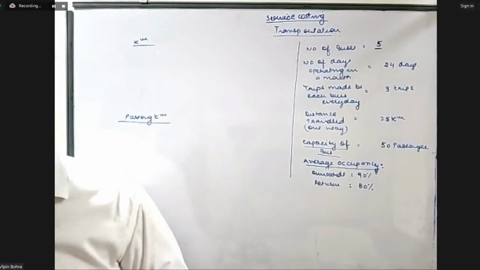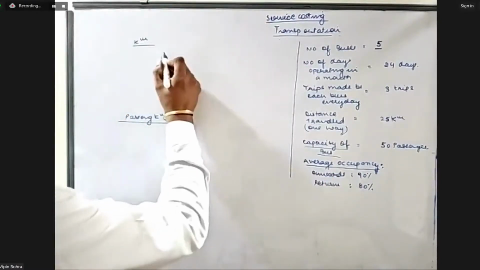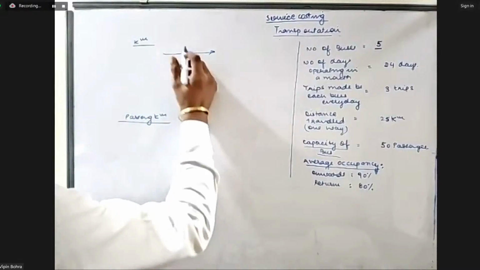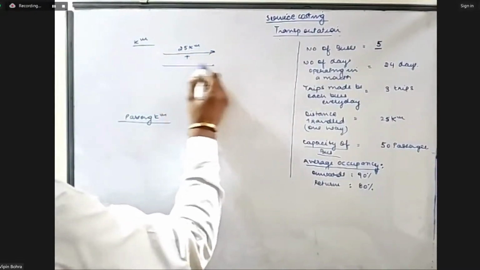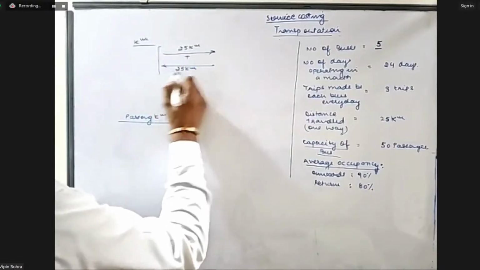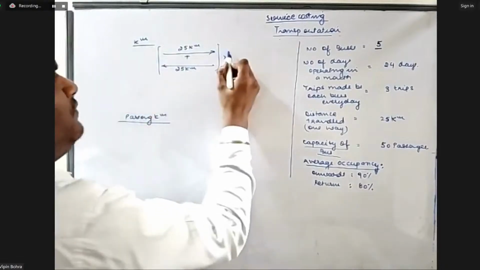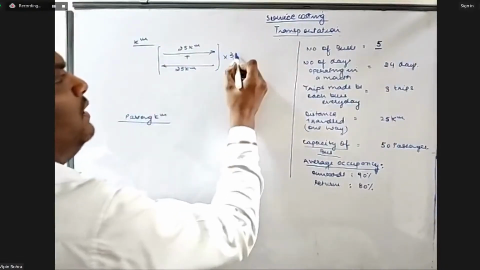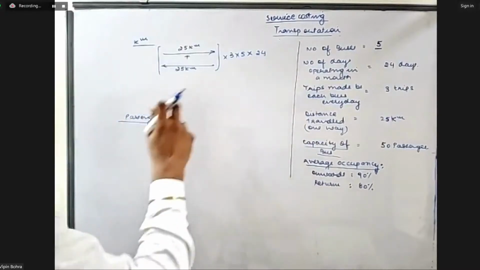So let me check. When talking about the kilometers, very simple. In the onward journey, it is 25 kilometers. And in the return journey, it is again 25 kilometers. Into total number of trips is 3. Number of buses are 5 and 24 days in a month.